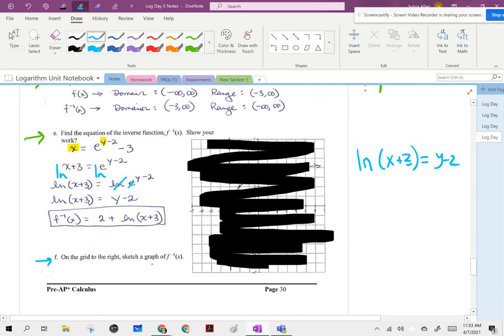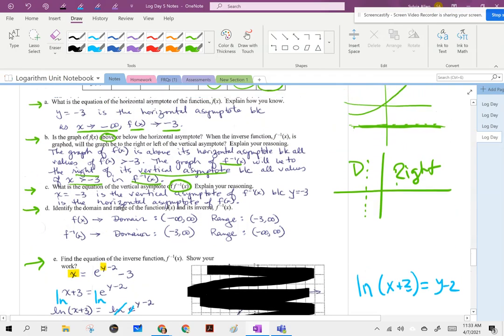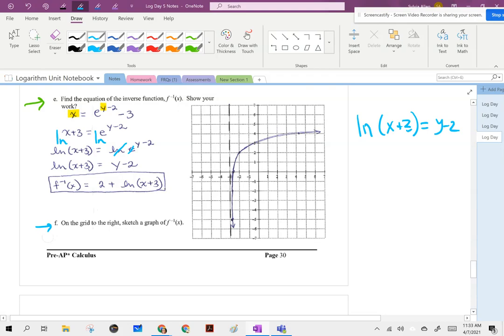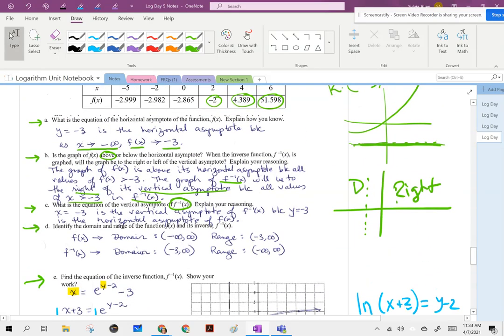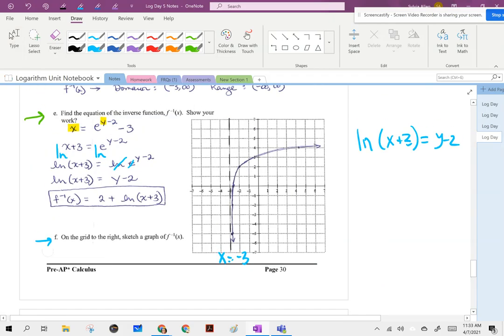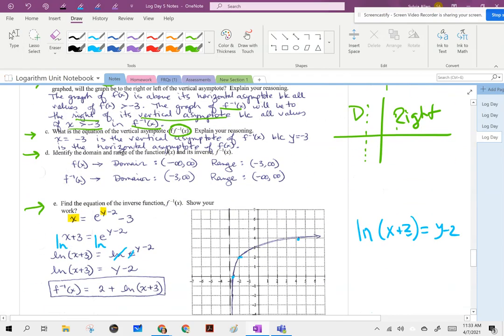On the grid to the right, sketch the graph of the inverse. Okay, so we already know this information. We know that the vertical asymptote is at x equals -3. And all we needed to do was switch these points and then graph them on here. So you're just switching all of those points on the table and graphing them on here.